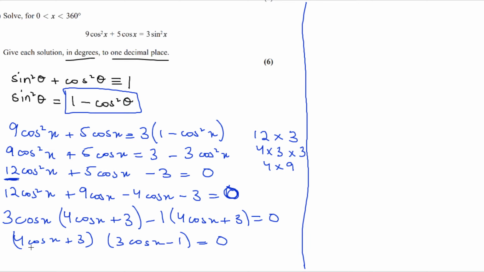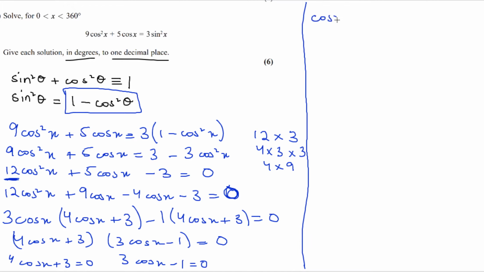Okay, I'm just going to write this up here. If I take this as equal to 0, if I say 4 cos x plus 3 equals 0, I'm going to write that down here. So 4 cos x plus 3 equals 0, and I've got 3 cos x minus 1 equals 0. This gives me two solutions to cos x.